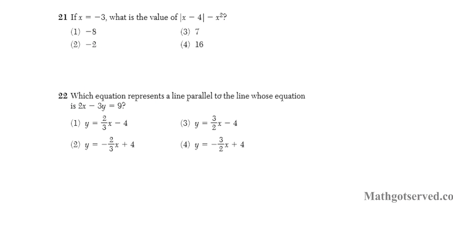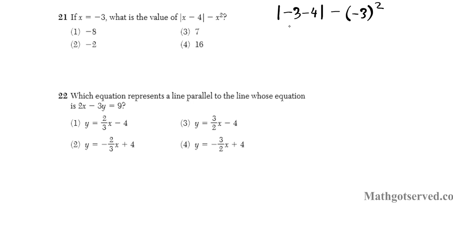On question 21, it states: if x equals -3, what is the value of the absolute value of x minus 4 minus x squared? This is assessing our understanding of the absolute value property and also how to simplify the squares of negative numbers. Let's substitute the value of x into this expression. It becomes the absolute value of -3 minus 4 minus (-3) squared. I just substituted the value of x into these two x's here.